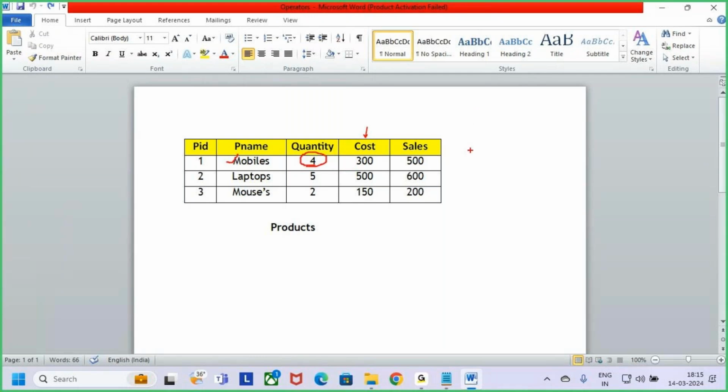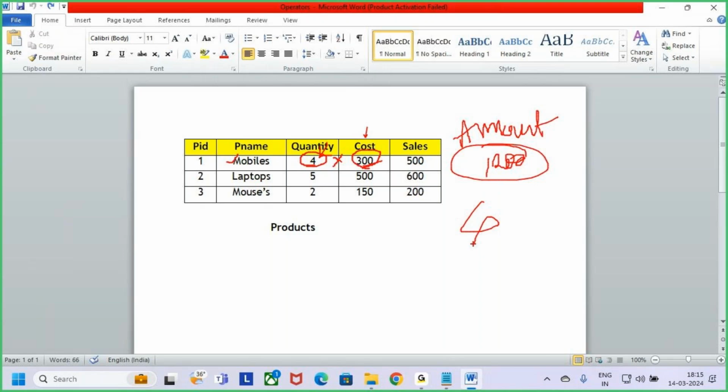So I want to find out the total amount I'm spending on the business to buy the 4 mobile phones. Each mobile is 300. How many mobile phones am I buying? 4 mobile phones. So to understand the total amount I'm spending, I need to multiply what? Quantity with the cost column. What's the cost of each mobile? 300. What is the quantity? 4. 3 fours are 1200. So what is this 1200? This is the total amount I'm spending on the business to buy how many mobile phones?